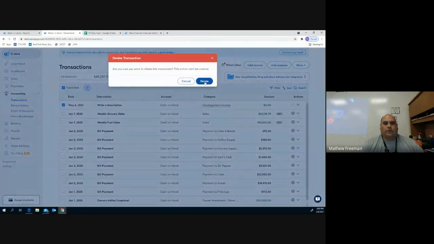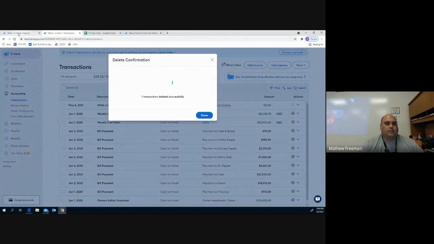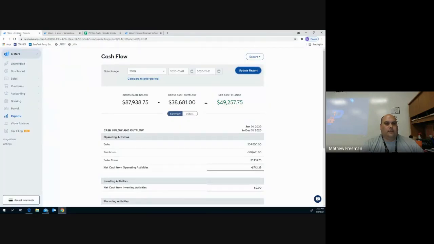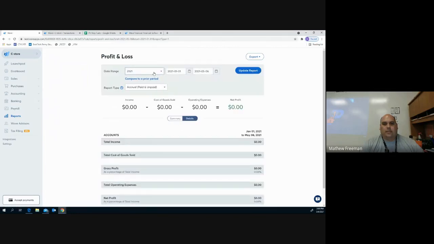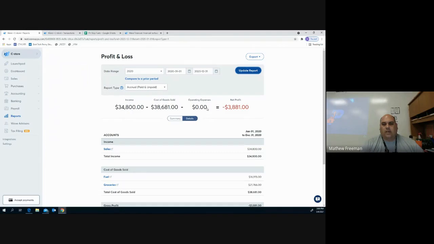And what does that do for us? That helps us to be able to come over here and we can pull up our cash flow. Okay, we can pull up our profit and loss. Hit down here, 2020. Here it shows our profit and loss. Right now we're running negative. That means we didn't sell. We purchased more goods than what we sold. Okay, and so our cost of goods is right here. So here's our fuel cost of goods, right?